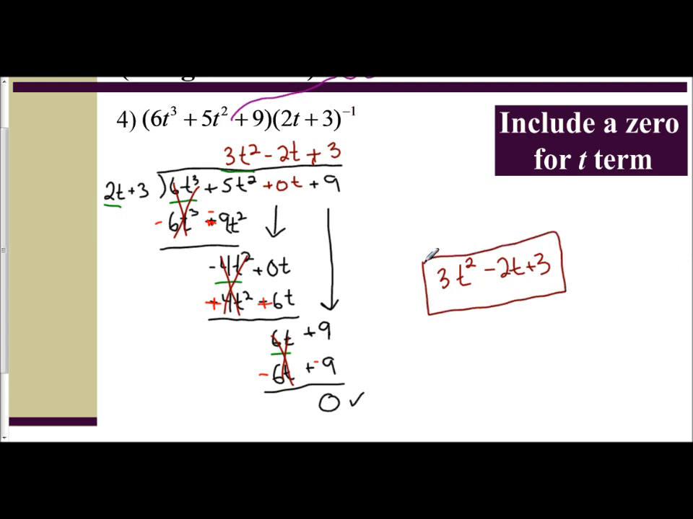And so the main idea is if you're missing a term, and you can see you're missing a term if your exponents are decreasing and you see a gap. I was missing a t here, so I have to insert it. And that's the key for missing pieces of information with long division, is you need to make sure you include that term that is missing.